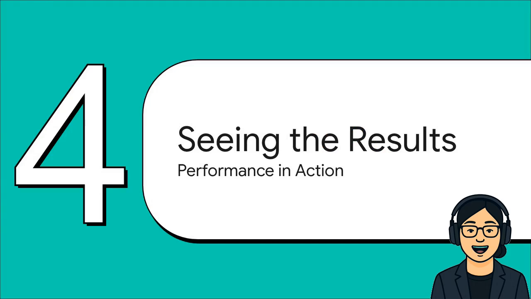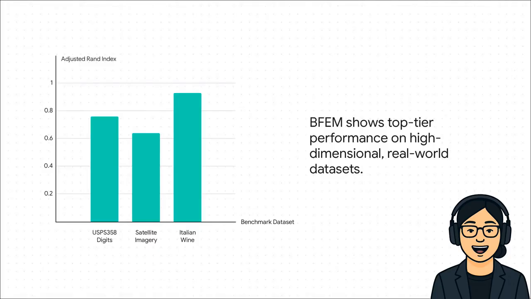Okay, so the theory sounds great, but does it actually work? How does this algorithm perform when it's put to the test against other cutting-edge methods? Well, the results on several real-world data sets speak for themselves. BFEM performs incredibly well. For instance, when it was tasked with identifying handwritten numbers or classifying different Italian wines from their chemical profiles, it achieved a really high accuracy, consistently outperforming a lot of the existing methods.